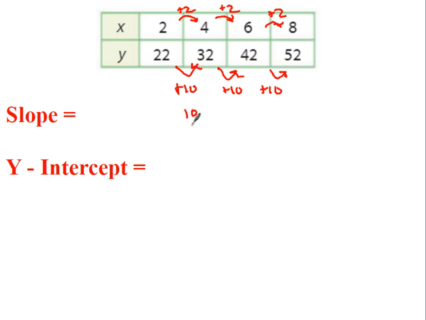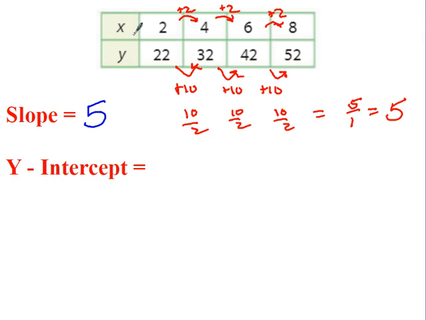So it's really 10 over 2. That is constant because it's the same thing every single time. And 10 over 2 equals 5 over 1 if I simplify it, or 5 divided by 1 is just 5. So my slope for this particular table, or this particular relationship, is 5.